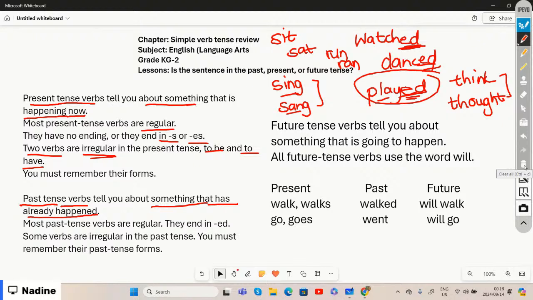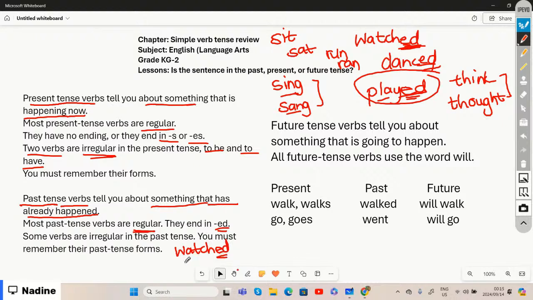All right. So now we have our past tense verbs, and the past tense verbs tell you about something that has already happened, right? Like I say, whether it was an hour ago, it's in the past, right? So with a past tense verb, most past tense verbs are regular. And that is the example that I just made, regular by adding an ed or adding a d. So they end in ed, right? And we made a few examples of regular past tense verbs like watched. We added ed to show the past tense.